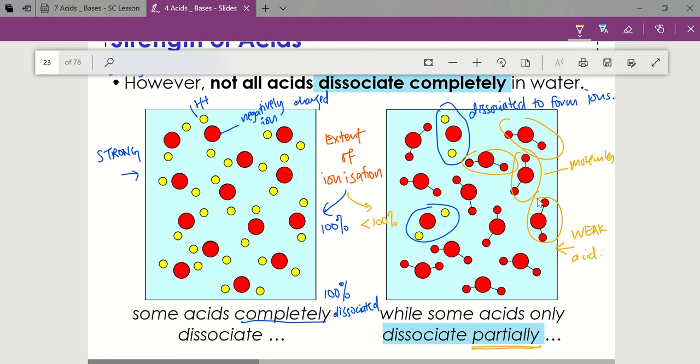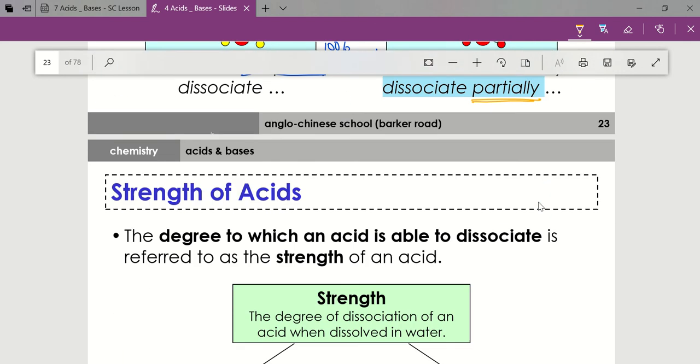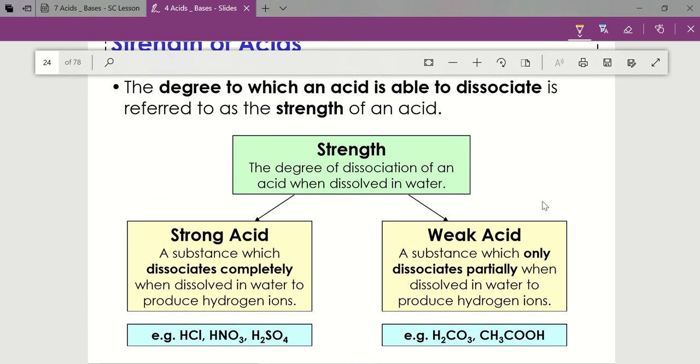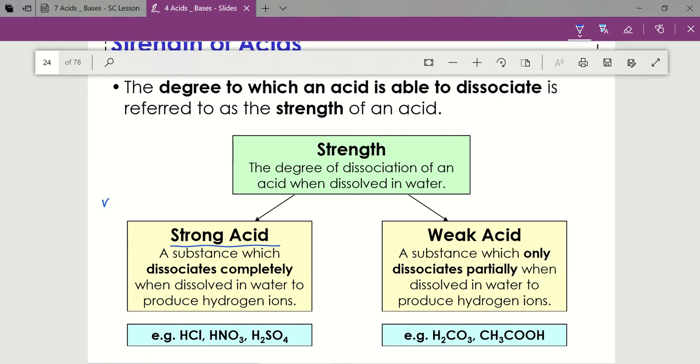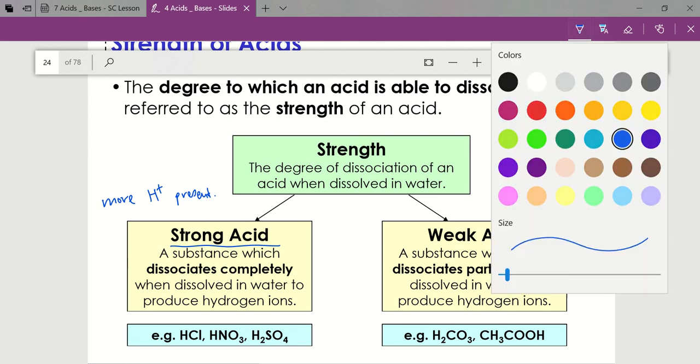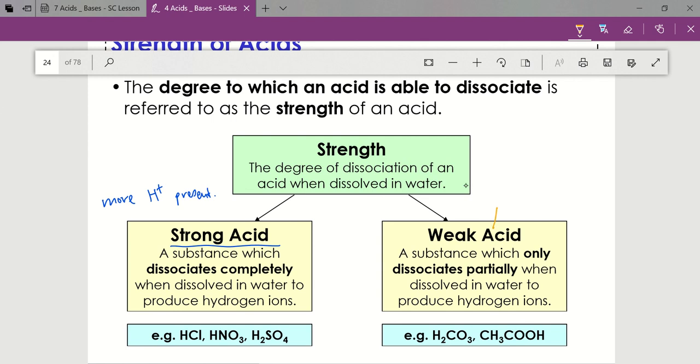All right, so going by that, you would be able to see that when I have a strong acid, there will be a lot more hydrogen ions being formed. In the case of strong acids, there will be more H plus ions present because more of the molecule was broken down to form hydrogen ions. Whereas for the weak acids, there should be fewer H plus ions formed because it was only partially dissociated.